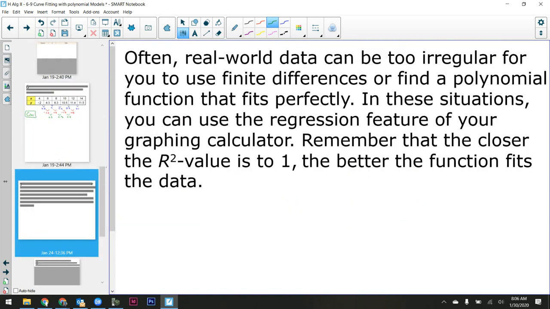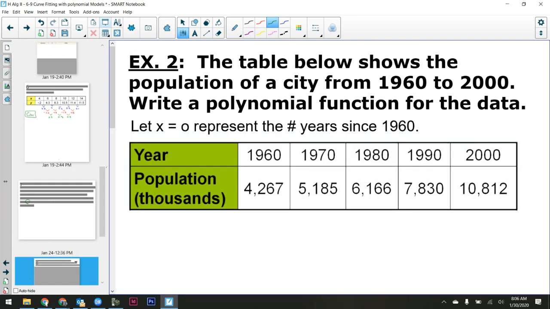Often in real-world data, it can be too irregular for us to use finite differences, or we may not even have enough data to use finite differences, right? Think about going down and down in terms of our differences. But what happens if we run out of values? Then we're stuck, right? Then we don't know exactly which ones to use. In those situations, we can use our graphing calculator and talk about the R value, or the R squared value. R squared value is the one that we're going to be looking at. So let's get to it.